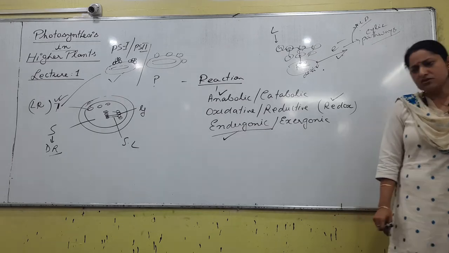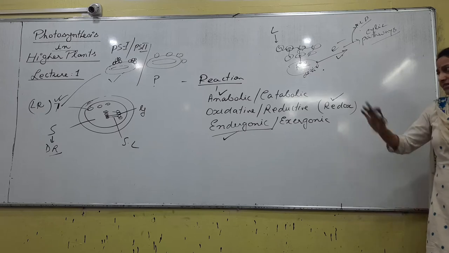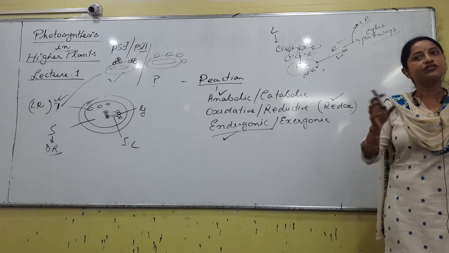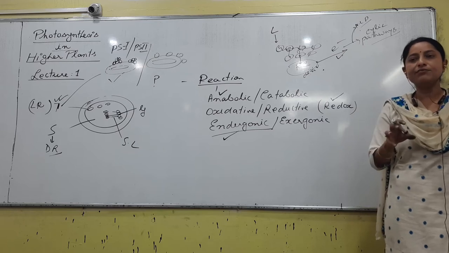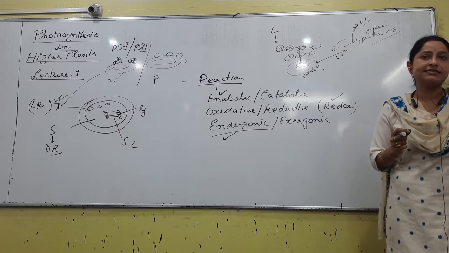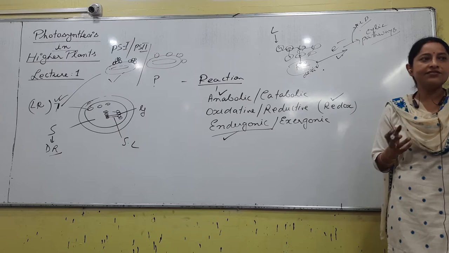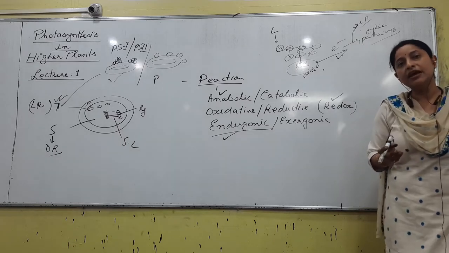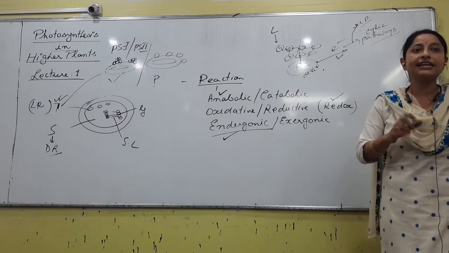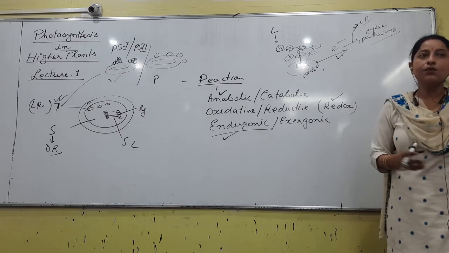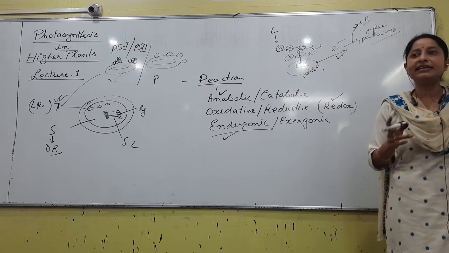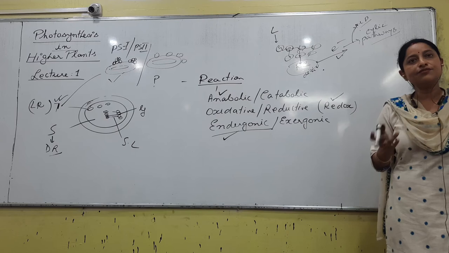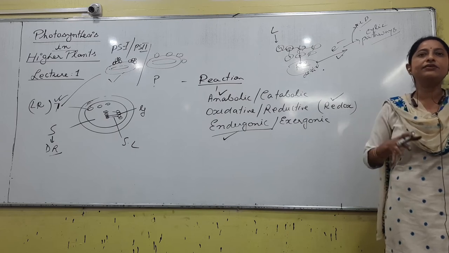Right? Just to have a brief idea, this is something we have to study during this chapter. Light reaction, dark reaction, understood. When does the light reaction take place? As soon as sunlight falls, the light reaction starts, right? When does the dark reaction take place? When the light reaction gets over, right? What is the product of the light reaction? ATP and NADPH. What is the product of the dark reaction? Food. When is the food prepared? The food is prepared during the night.